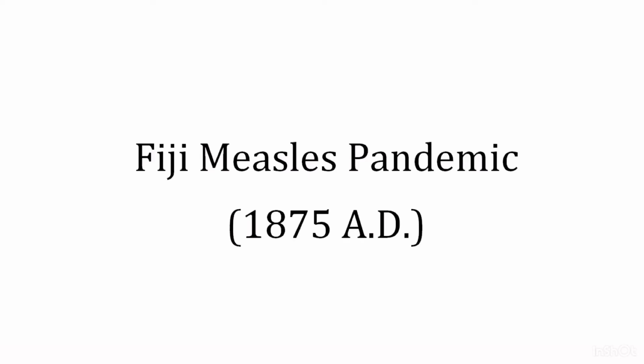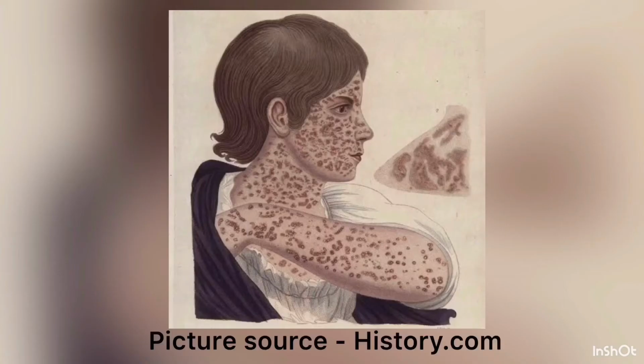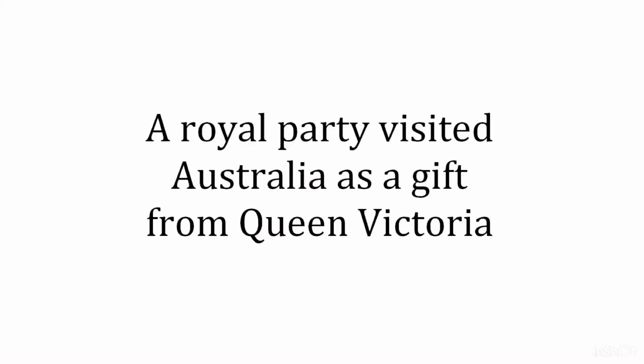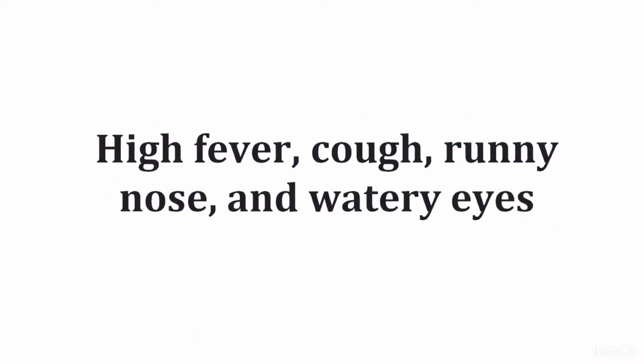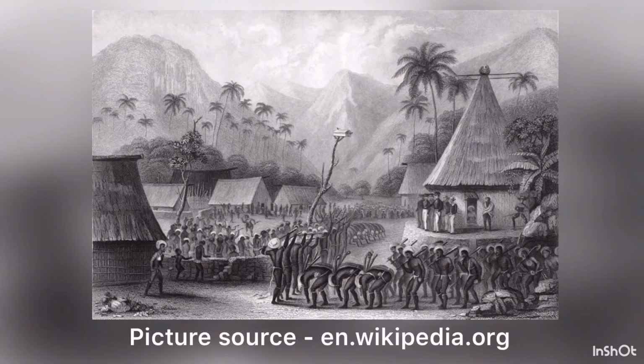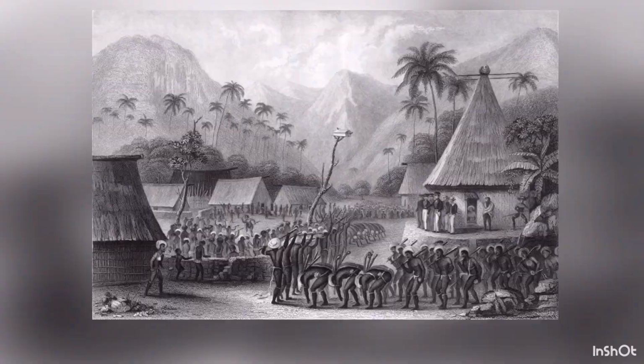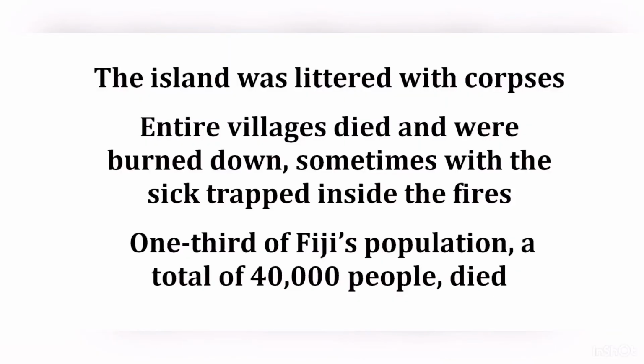Now, the Fiji measles pandemic. After Fiji ceded to the British Empire, a royal party visited Australia as a gift from Queen Victoria. They arrived during a measles outbreak. The royal party brought the disease back to their island and it spread. These are the symptoms. It was spreading so quickly that the island was littered with corpses that were scavenged by wild animals.